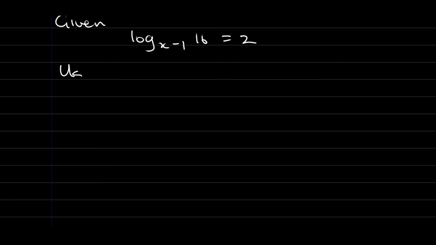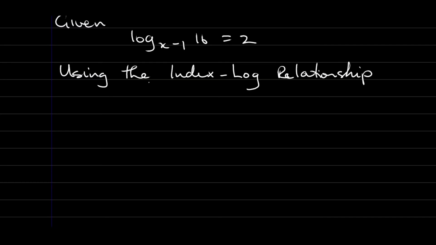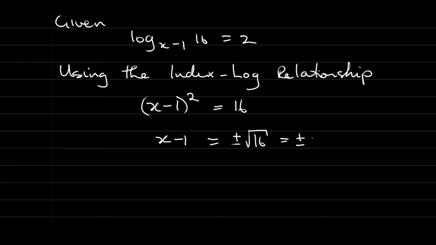What we can do is rewrite this in terms of powers. And we can see here we're going to get x minus 1, since it's the base, raised to the second power, since it's on the other side of the equal sign, is going to be equal to 16. Now, from here, we can just simply say that x minus 1 is going to be equal to plus or minus the square root of 16, which is going to be equal to plus or minus 4. That means we're going to get 2 values of x.